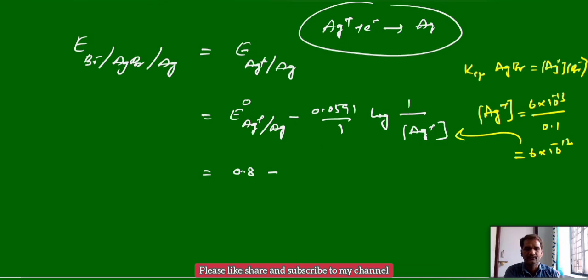This is 0.8 minus 0.059, again we can take approximately as 0.06, and log of 1 by 6 into 10 power minus 12.